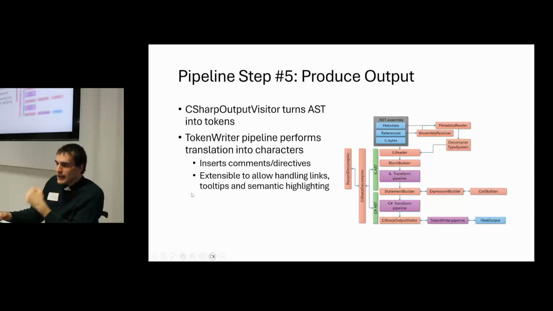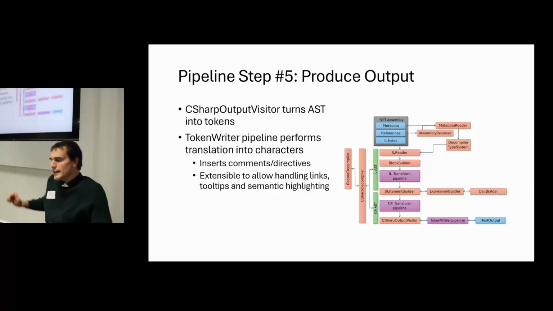And we also transform extension method chains to LINQ expression syntax. The last thing is how we produce output. We basically take the AST and generate tokens, and then we insert comments, and at the end we get a stream of characters and some extra information for ILSpy that we can display as syntax highlighting, tooltips and hyperlinks.